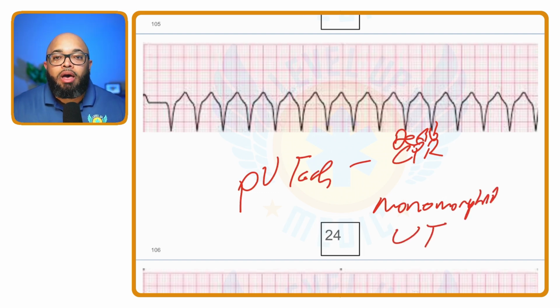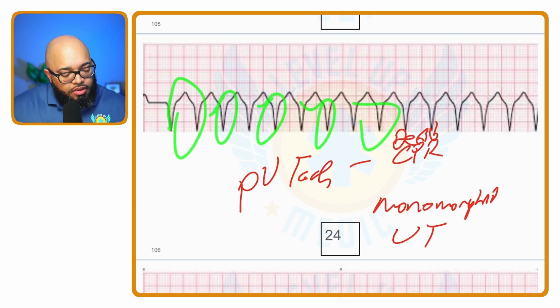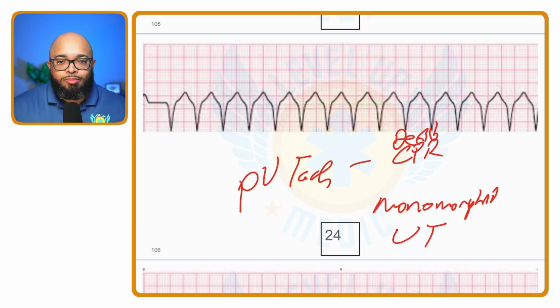So this example is what's called monomorphic VTach, okay? Mono meaning one, morph meaning shape. We notice that all of this has one shape all the way through. That's monomorphic VTach. There again, they need defibrillation, high quality CPR, of course.